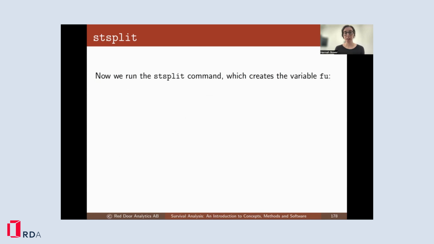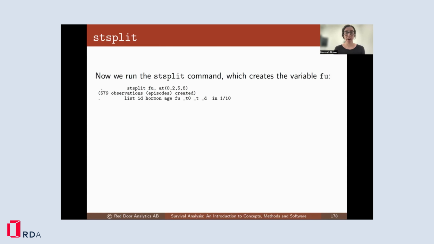Now, if we use the st-split command and create a variable representing the follow-up, fu, then we can do this using the command here, st-split, and then we write the variable name we want to create. And then we say at which time points we want to split this variable. So we're going to split it 0 to 2 years, 2 to 5 years, and then 5 to the end of follow-up, and end of follow-up is around 7 point something years here. So we've said 8 years.